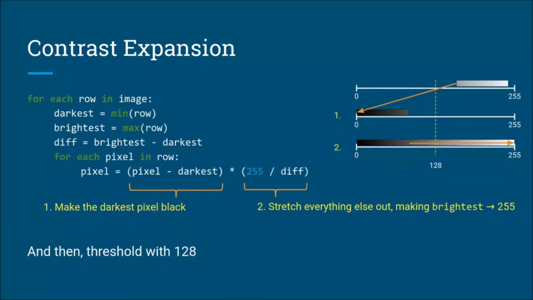So in the code, it looks like this. For each row in the image, we find the darkest. Oh, sorry, I didn't mention this isn't any particular programming language. It's Python-ish, but it's just to give you an idea. So for each row in the image, we find the darkest, we find the brightest, and we find the difference between them. And the difference is important so that we know how much to stretch them afterwards. And then, for each pixel in the row, you do step 1. So you just subtract the darkest from the pixel. And then step 2 is this divide by the difference, and that will stretch everything out. And then, once that's done, you can threshold with 128 again.